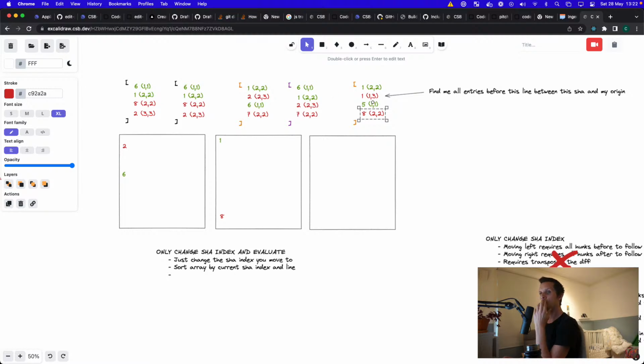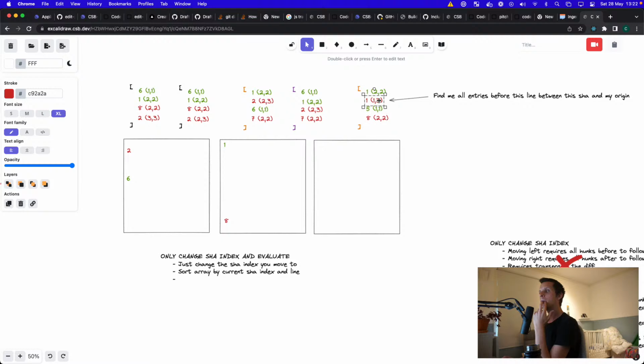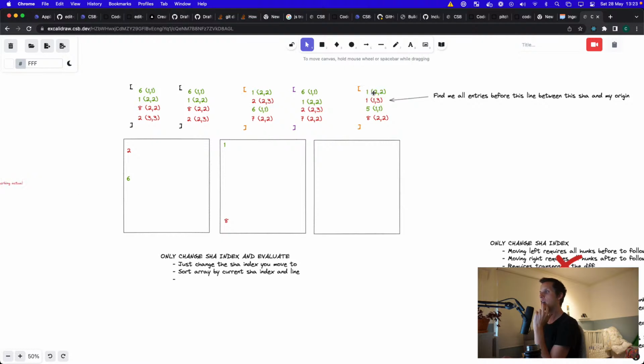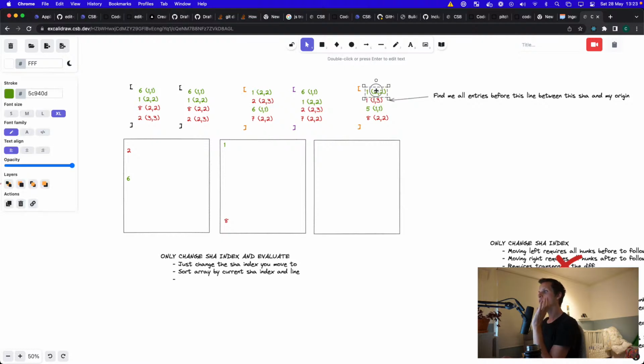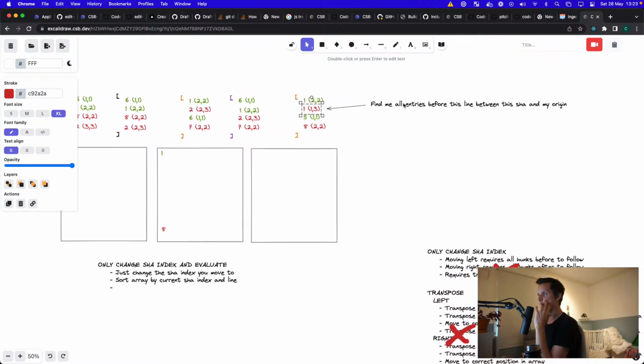But I think I'm onto something. Because it's kind of like, as long as the SHA is the same as the origin SHA, we don't want to act on it. Like when we find it in the array, we don't want to act on it. But when we do find a difference, we do want to act on it. The question is, what do we want to do?